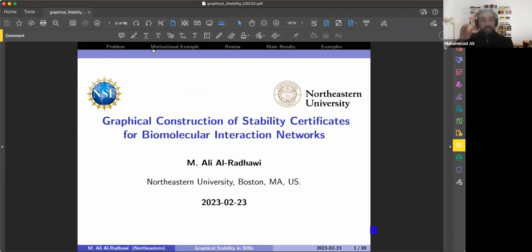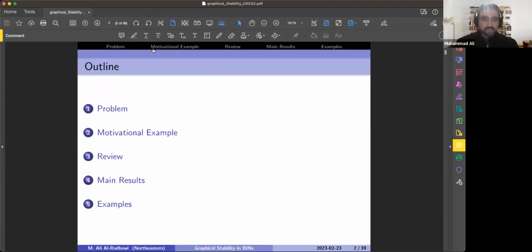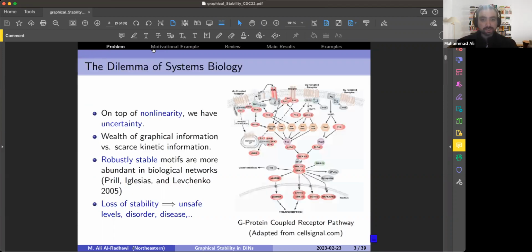Presentation. So today I will talk to you about my recent work on graphical construction of stability certificates in biological interaction networks. First I will define the general problem that we are interested in and offer a motivational example, and then review previous results. Then I will describe the main results of this work and provide some examples.